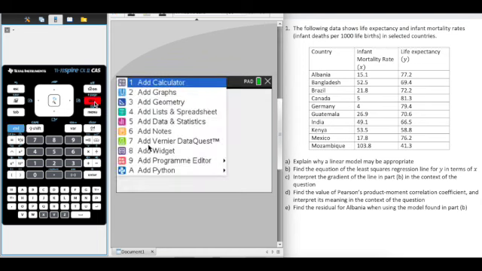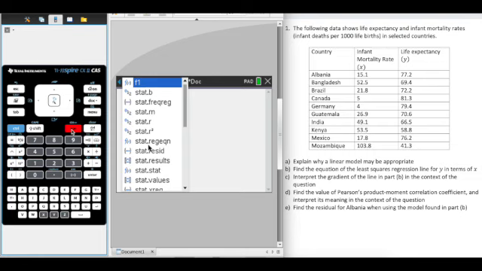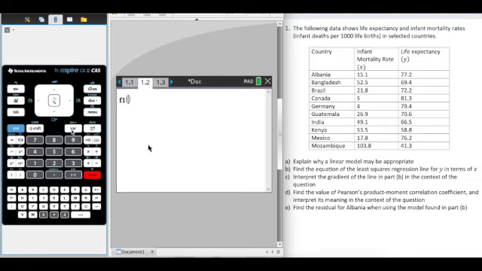So if I add a new page, add a calculator page, if we go to variables, we'll see f1 is there. So if we do f1 of 15.1, this is going to substitute Albania's x value into our regression equation. We get 76.772, and therefore the residual is the actual y value, which was 77.2, minus this predicted y value. So we find that the residual for Albania is 0.428.